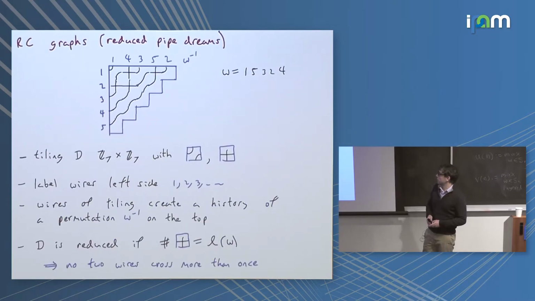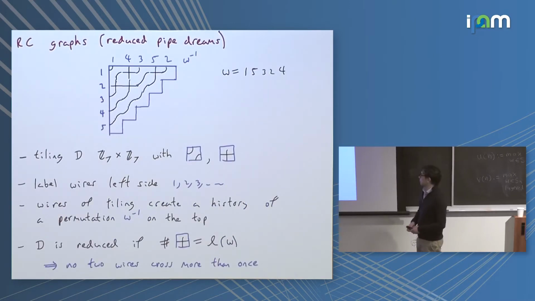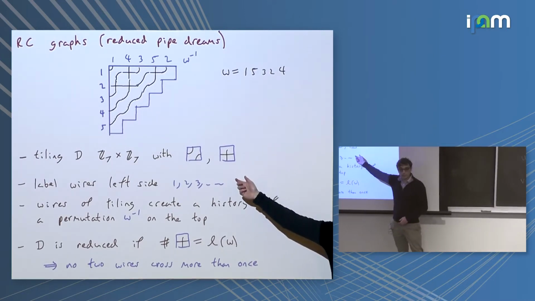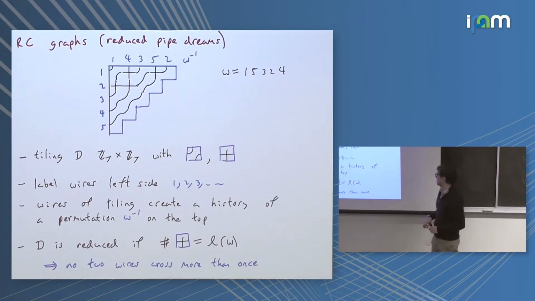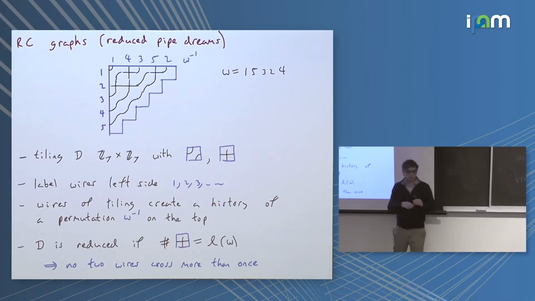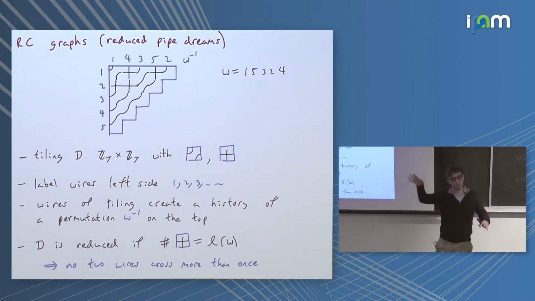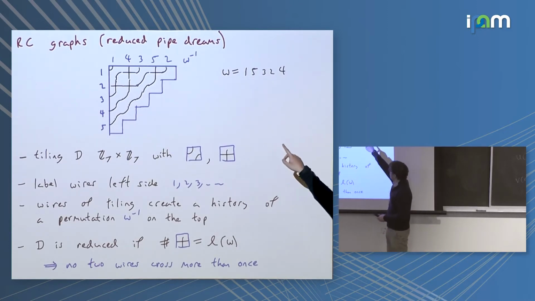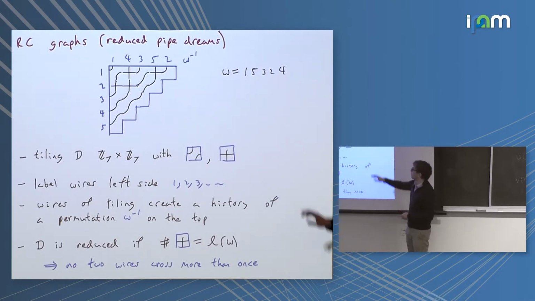Okay, so how do we understand all these polynomials? What's an RC graph or reduced pipe dream? You have the triangle, and you are going to tile it with these two tiles, so kind of crossings and non-crossings. You label the wires on the left 1 up to n. And then when you tile in this way, the wires of a tiling create a history of where these wires go, from the bottom to the top. And this creates a history of a permutation. By convention, the permutation at the top, we call it W inverse. So in this case, this creates the permutation 1, 5, 3, 2, 4. So what you see on the top is the inverse of that permutation.